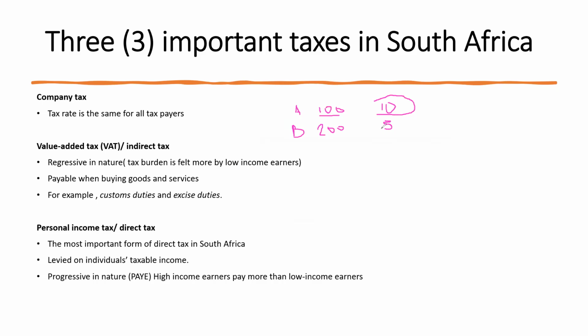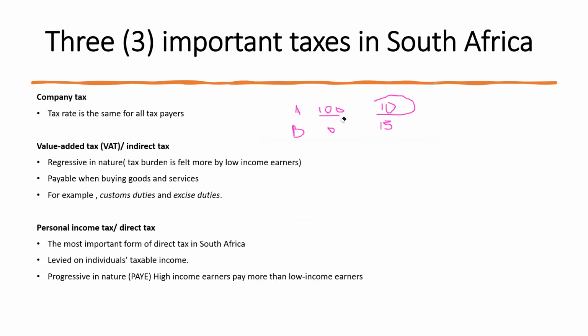Progressive will then be this one. Okay, so now we move on to this one. This one is personal income tax, which is direct. This is direct because you pay this tax from the income that you earn, right? And this one is progressive in nature. So for example, if you had a person A earning 100 rand and the tax is 10, then person B is earning 200 rand and the tax is 15. So you can see that this is progressive because high income earners pay more. This one getting 200 is paying 15. This one getting 100 is paying 10. So progressive is when high income earners pay more than lower income earners, right?